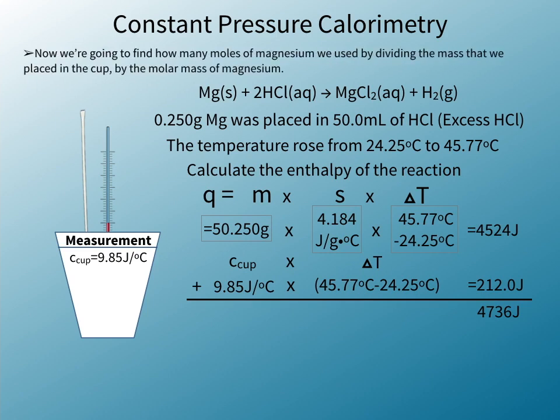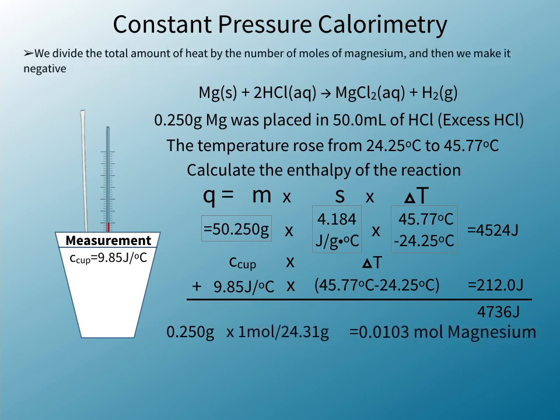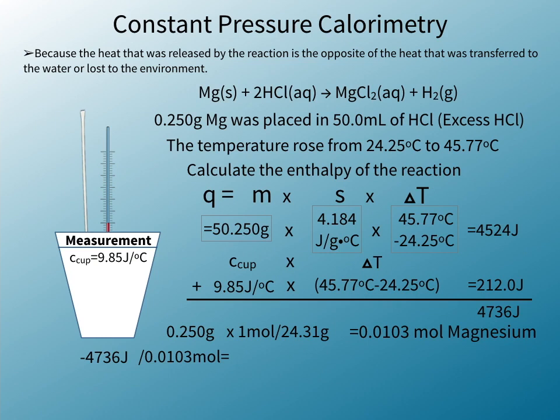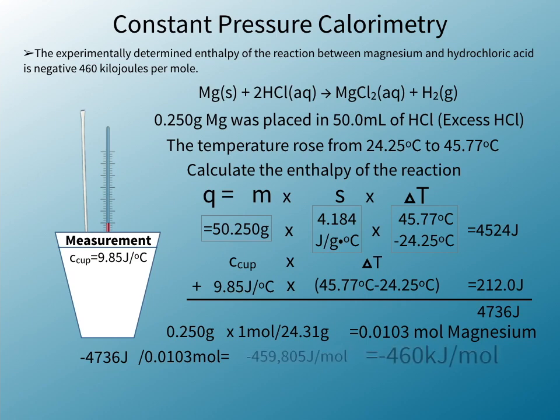Now we're going to find how many moles of magnesium we used by dividing the mass that we placed in the cup by the molar mass of magnesium. We divide the total amount of heat by the number of moles of magnesium, and then we make it negative because the heat that was released by the reaction is opposite the heat that was transferred to the water or lost to the environment. The experimentally determined enthalpy of the reaction between magnesium and hydrochloric acid is negative 460 kilojoules per mole.